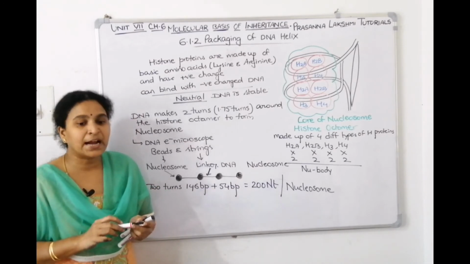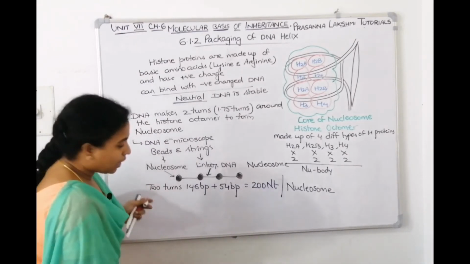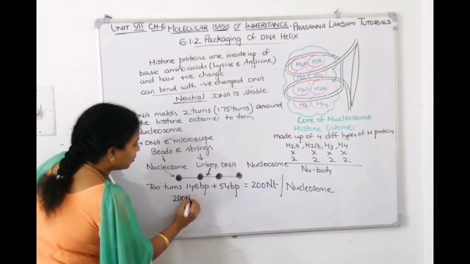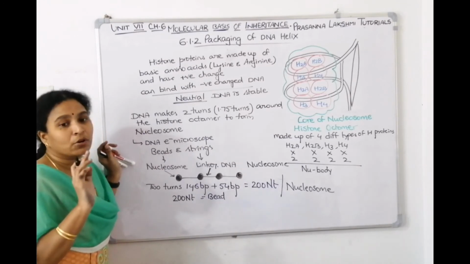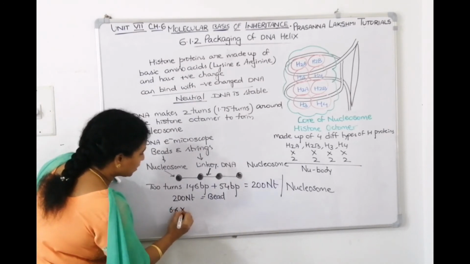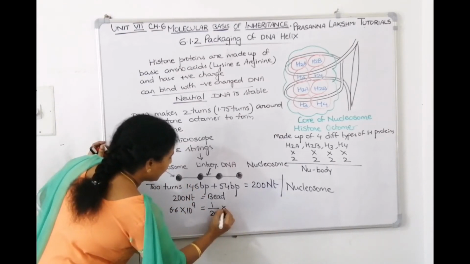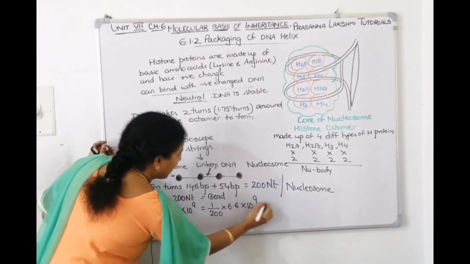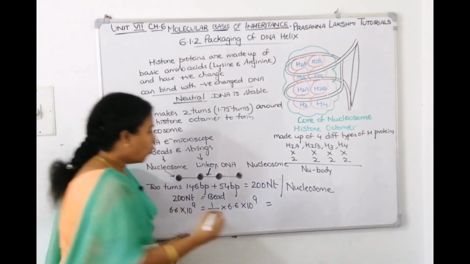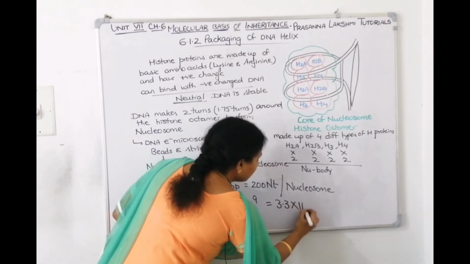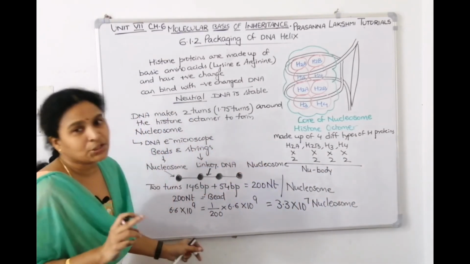So, they have asked a question in NCERT: theoretically, how many nucleosomes are there? How can you calculate? There are 200 nucleotides in a bead or in a nucleosome. Then they asked how many nucleosomes are there if it is 6.6 into 10 power 9 base pairs. Then how to do the calculation? 1 by 200 into 6.6 into 10 power 9, you will get 3.3 into 10 power 7 nucleosomes. Children, all these are numericals you have to remember.